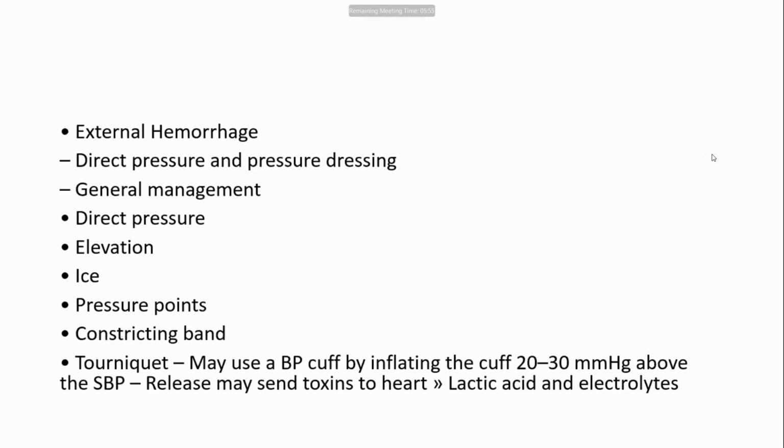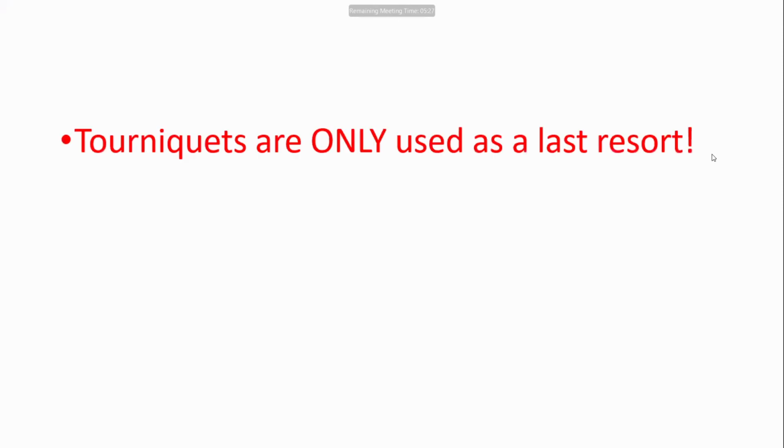Obviously, if the patient has external hemorrhage, direct pressure will help you. Pressure dressing will help you. Elevation, ice packing, pressure point constricting band. These are the things which may be applied to control the external hemorrhage. Tourniquet is something which we can apply, but it has some drawback, because if we apply a tourniquet to a major vessel, the ischemia to the distal part will occur, and tourniquet is only the last resort you can apply.